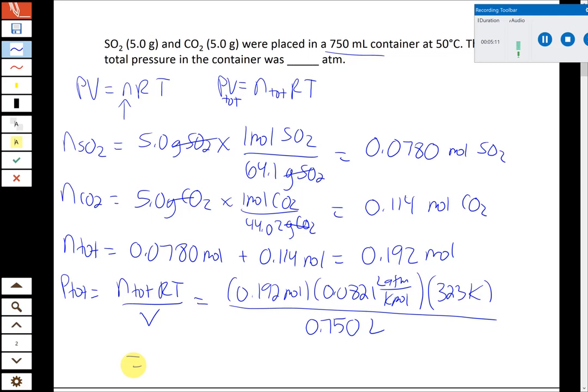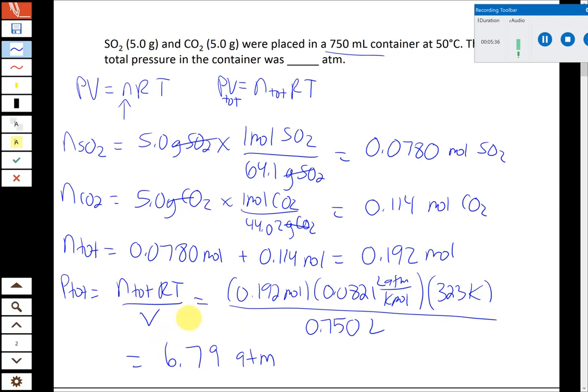That seems high. We get 6.79 atmospheres. Let me double check that number, but I think it's right. Just a little bit higher than I expected. All right, that looks right. So that's going to be the number.